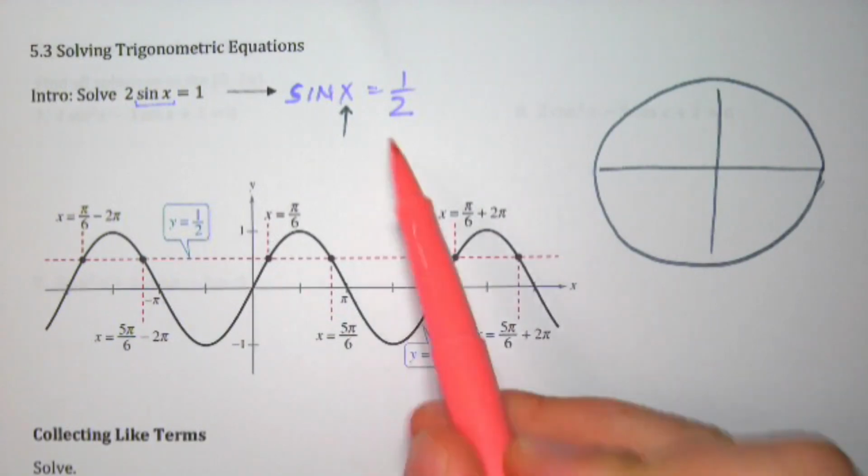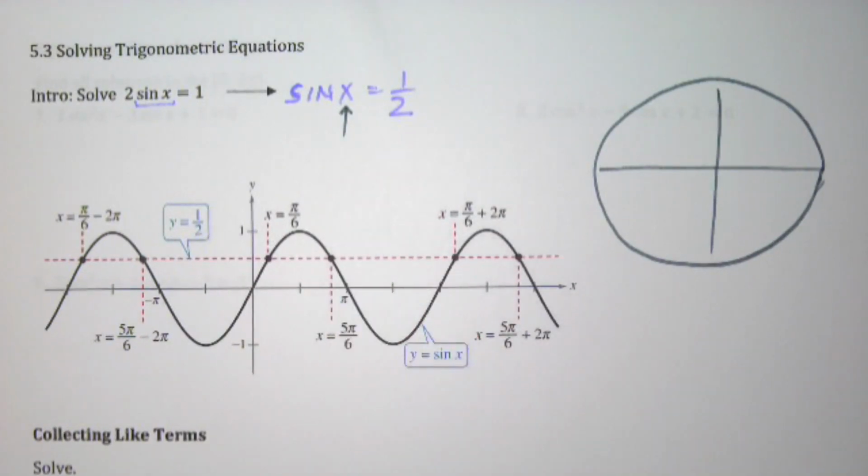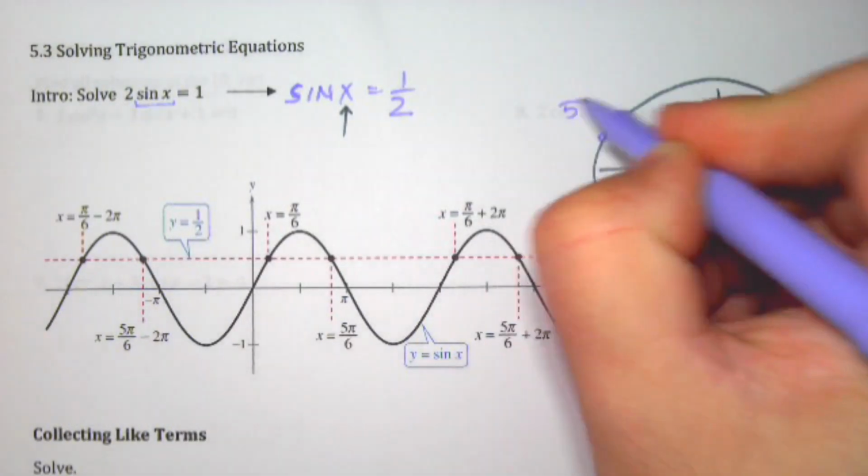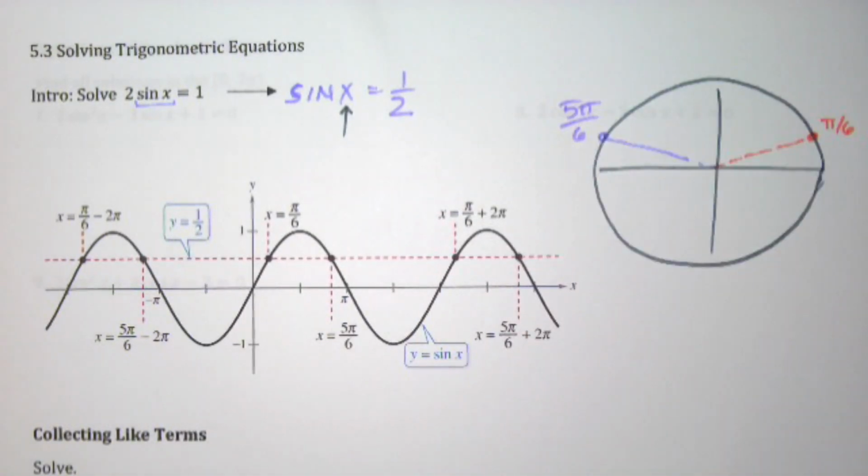So sine is 1/2. Where is sine equal to 1/2? Well, we know that happens over here at pi over 6. And then if sine is positive, we know it has to happen on the top half plane. It happens also over here at 5 pi over 6. So if I were to just look from 0 to 2 pi, just one rotation, I have 2 answers to this, right? It could be pi over 6 or 5 pi over 6.